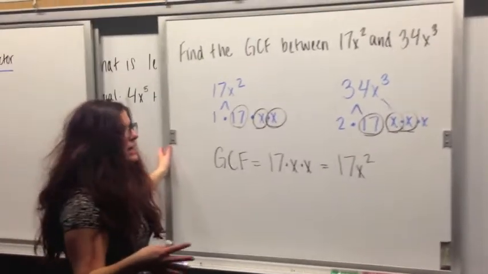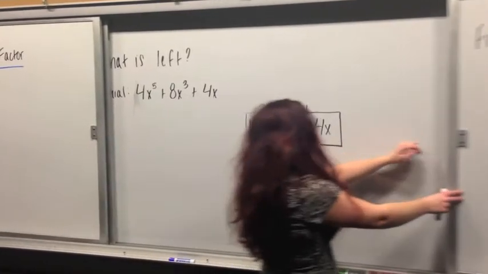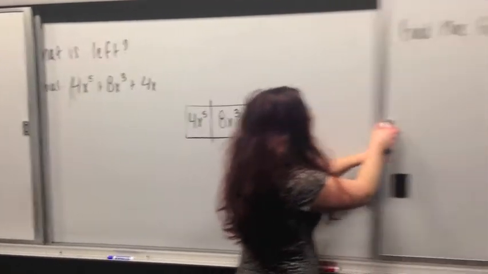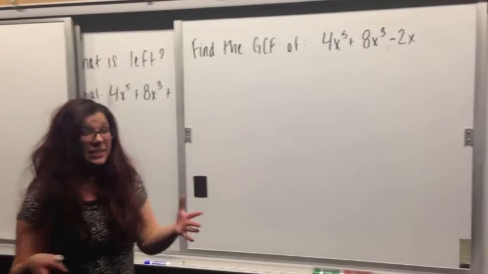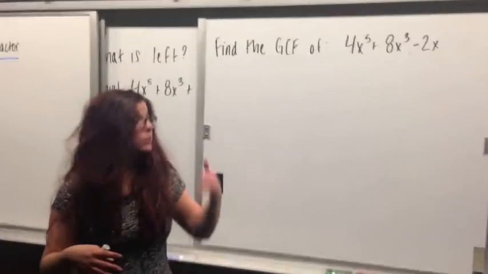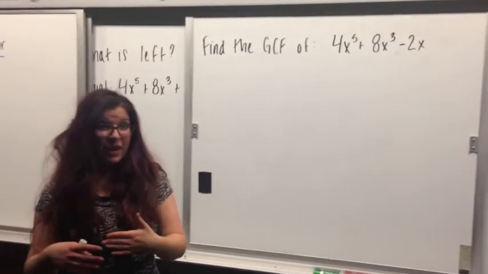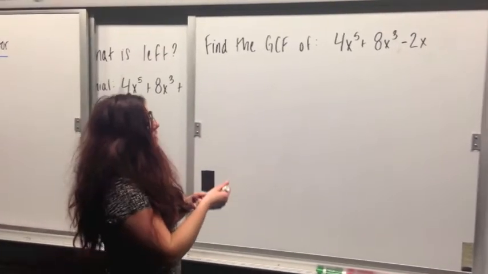We were dealing with numbers in the last problem and terms in this problem with our x's. But now what happens if we throw in some pluses and minuses? And really, guys, it's the exact same process. We're just going to go through, list out our factors, and figure out what they all have in common.